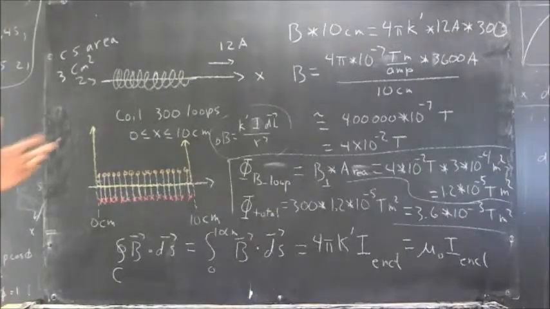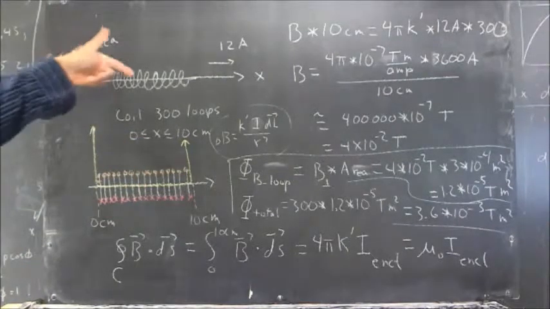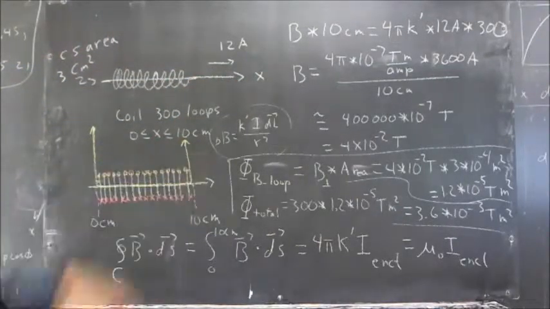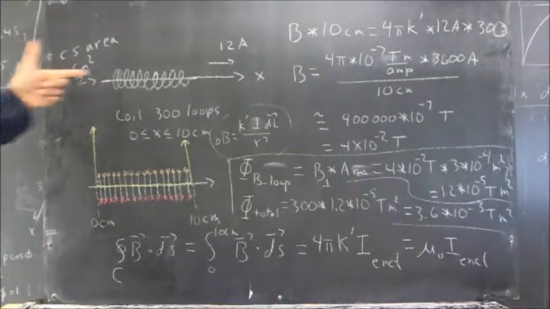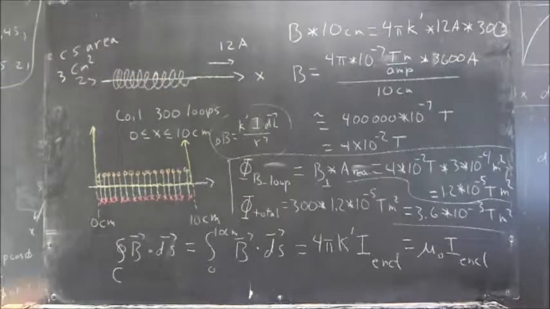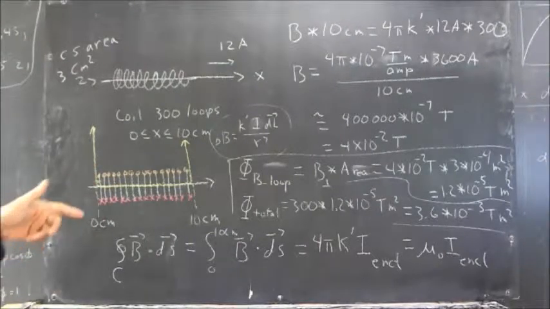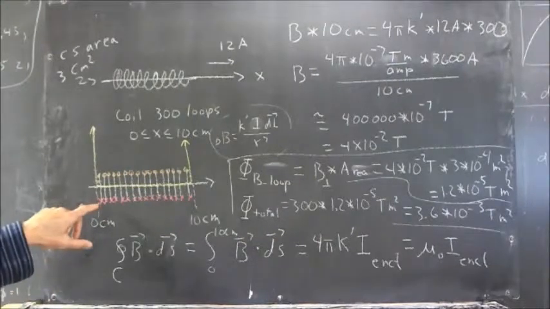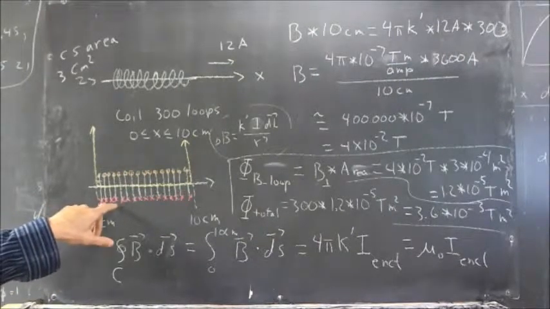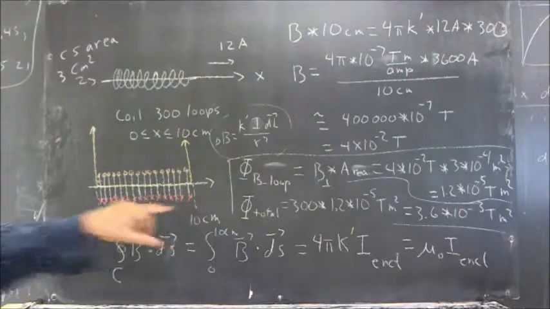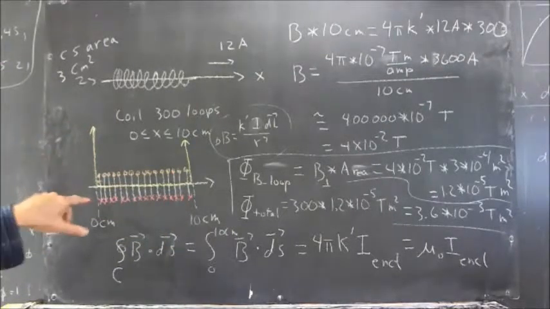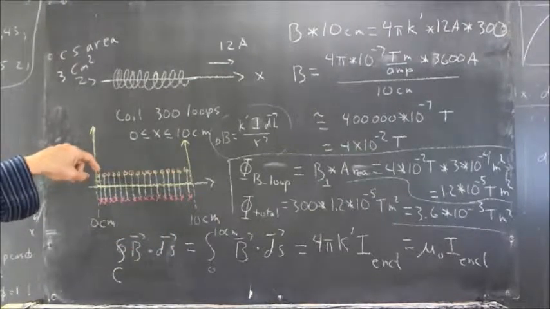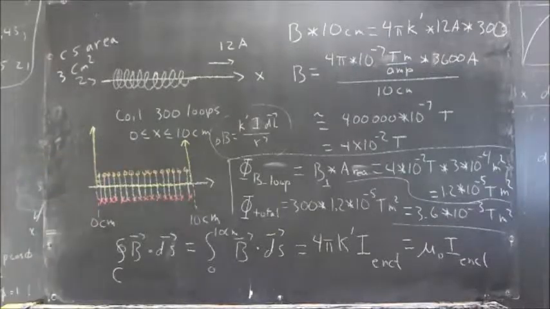Okay, our first problem involved a current running through a coil along the x-axis, 300 loops running between x equals 0 and 10 centimeters, cross-sectional area of the loop 3 square centimeters. Looking at the loop from the side, assuming that the current is running in this direction, we have current coming out of each loop here with the axis, and current coming out of the board with each loop at this point and running into the board at each of these points.